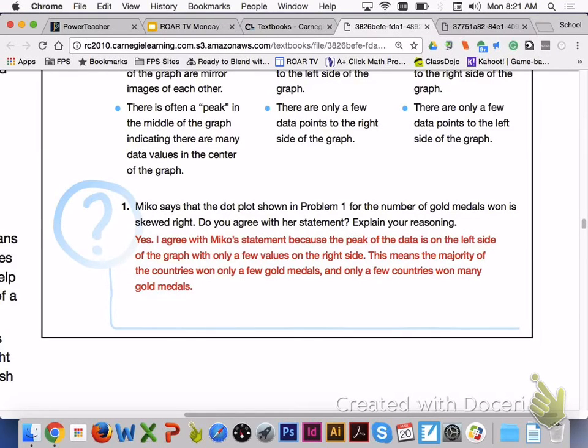For number 1, Miko's statement is correct because the peak of the data is on the left side of the graph with only a few values on the right side. This tells us that the majority of the countries won only a few gold medals and only a few countries won many gold medals.